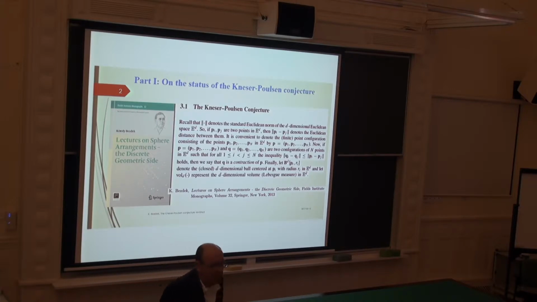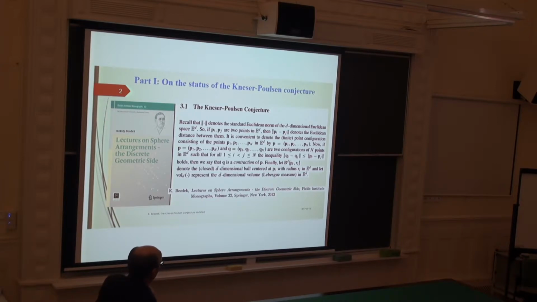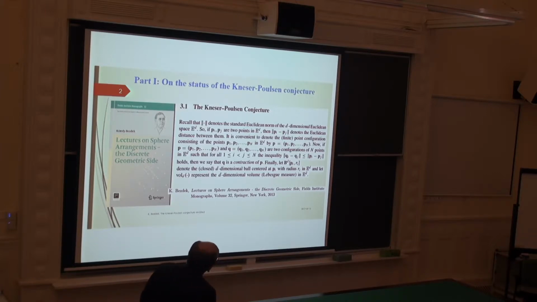So I need a minimum of notation here to state the conjecture. It will happen in the d-dimensional Euclidean space. So the length or the norm is the usual Euclidean norm. If we take 2 points, p_i and p_j, in that space, the norm of this difference vector means the distance between those 2 points. I will need to talk about point configurations. So boldface P here refers to a point configuration consisting of points p_1, p_2, up to p_N.